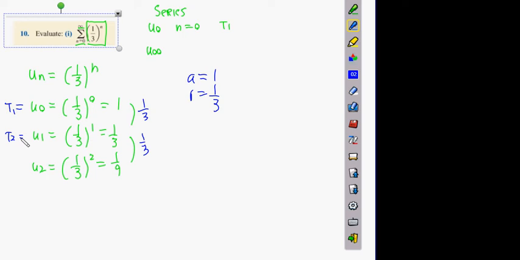So then what we do is S infinity equals a over 1 minus r, and what we have here is 1 divided by 1 minus a third, 1 divided by 2 thirds, 3 over 2. Any questions on that one? Not really too bad at all. We'll move on.